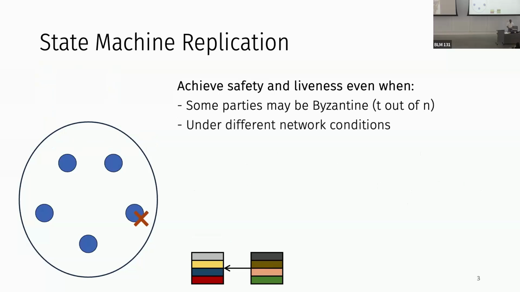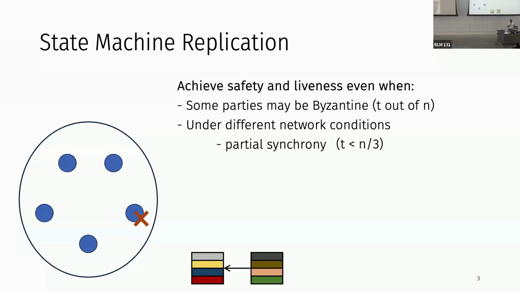And you want this to hold under different network conditions. So the network condition of interest for us is going to be partial synchrony, where the network can be asynchronous for a while, but eventually it is synchronous. And it is customary to solve this problem for t less than n over 3 under partial synchrony.